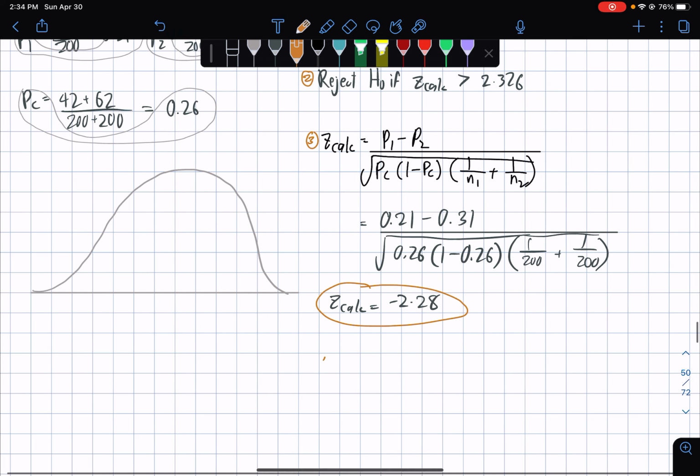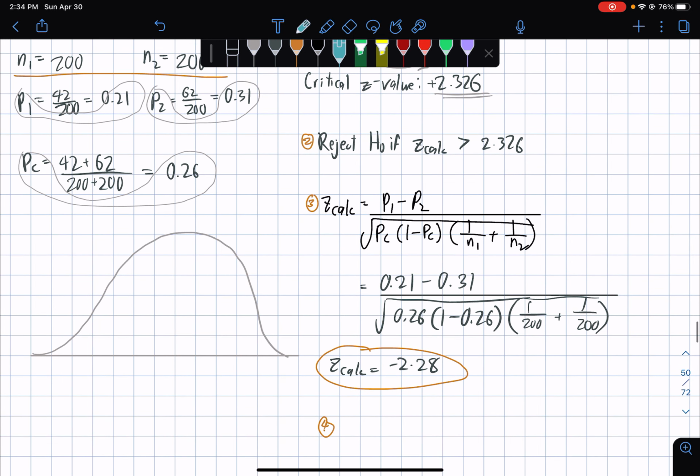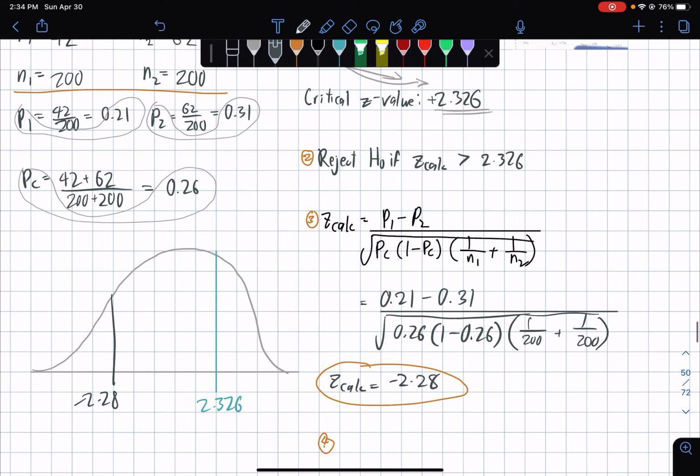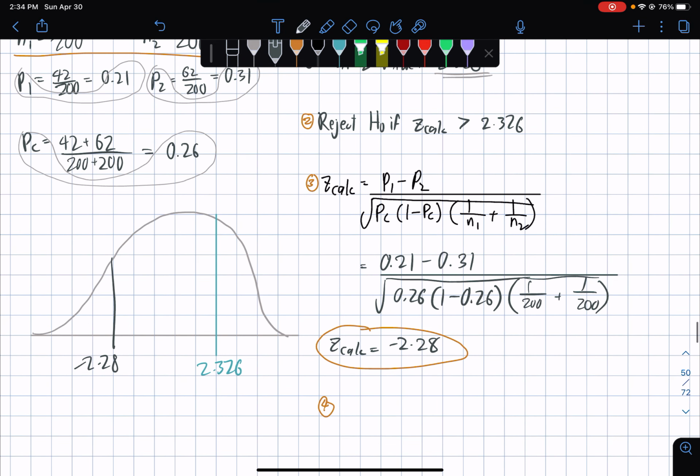Finally, for step 4, let's write first the graph illustrated. So in a right-tailed test, this region is reject, this region is do not reject. So we fail to reject H0.